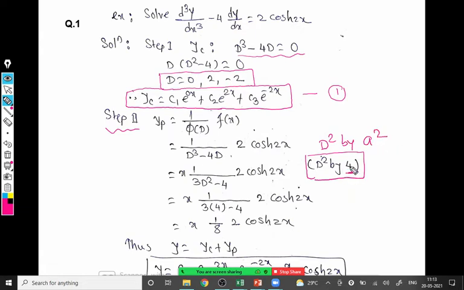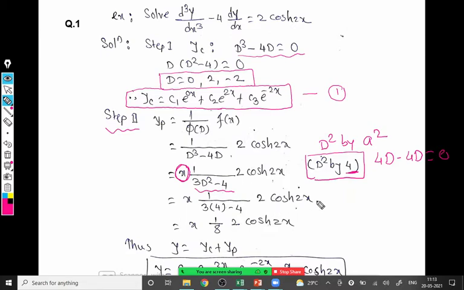So if we replace d square by 4, this d cube can be written as d square into d. So this is 4d minus 4d, which comes to 0. And when the denominator becomes 0, we have to multiply by x. So x is multiplied outside, and phi dash d is written. This is phi of d, and that is phi dash of d, so 3d square minus 4.